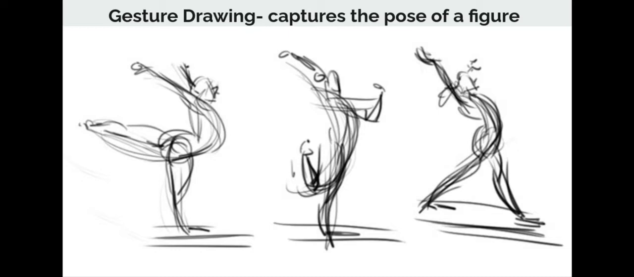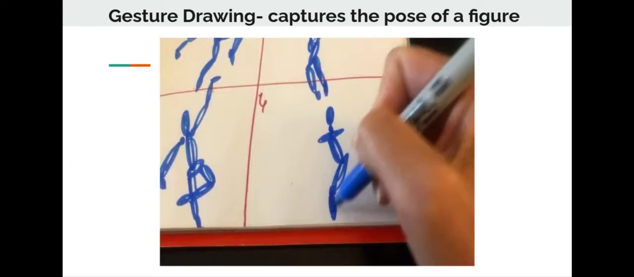Next, gesture drawing. Today we're going to practice drawing people, but we're not going to do it how you usually think of. A gesture drawing captures the pose of a figure. A pose is how the person is standing. And here are some examples of gesture drawing. You're going to be doing that for your studio project today. Here's a quick example.